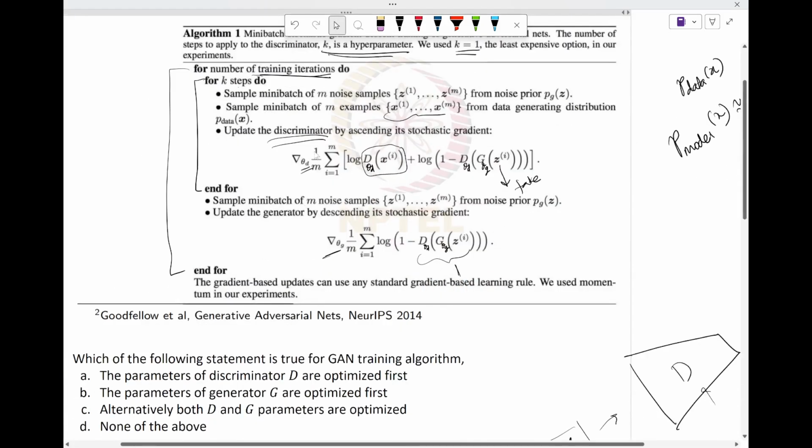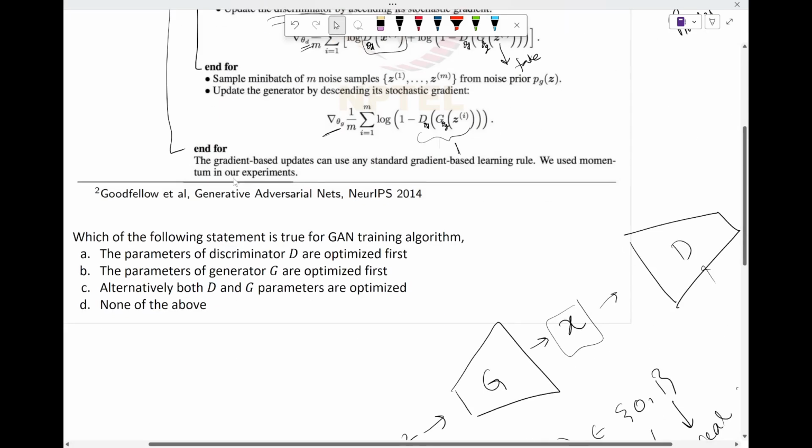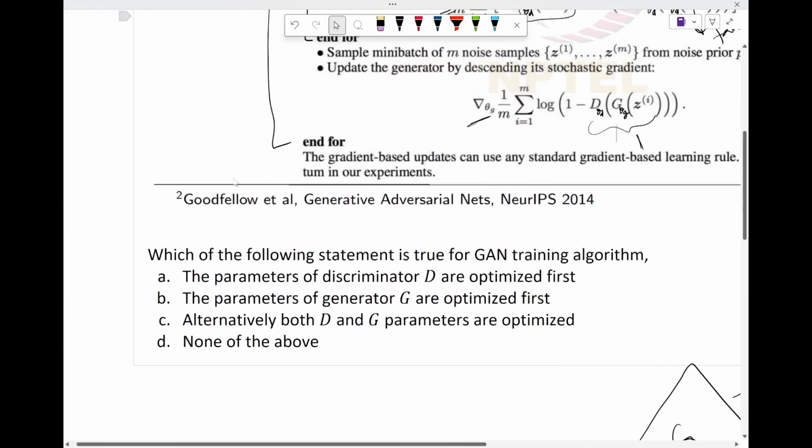So alternately, you are updating the discriminator and generator, and you keep doing it for as many training iterations as there are. So the correct option is C, alternate between D and G.